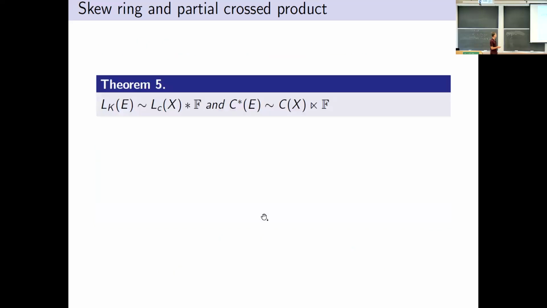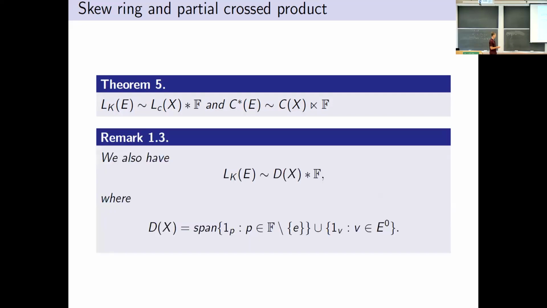So the Leavitt path algebra is the partial skew ring, and the graph C*-algebra is the partial crossed product. Just a comment: we can also see the Leavitt path algebra as a partial skew ring where we don't have any topology. We just look at the space X as a set, don't put a topology on it, and look at D_X, which is the span of the characteristic functions of the subsets of the partial action. One V is just the characteristic function of the set of all paths that start with V. Then we get a partial action, a skew ring without any topology.